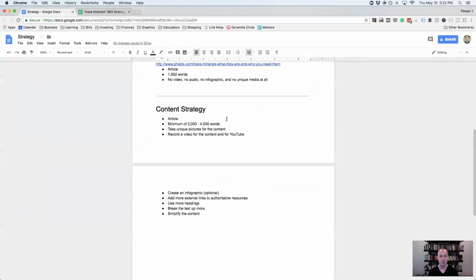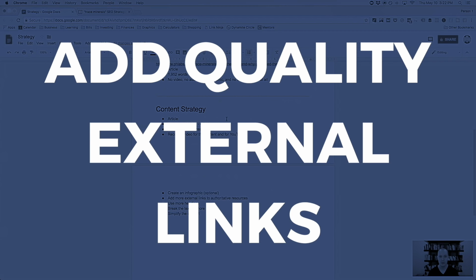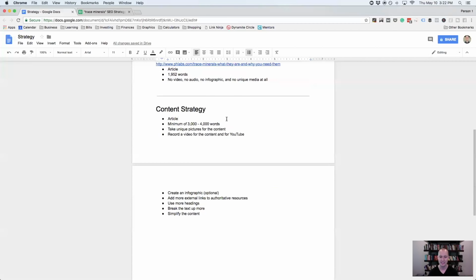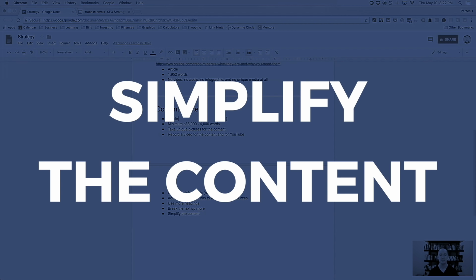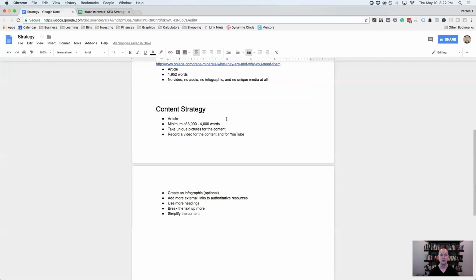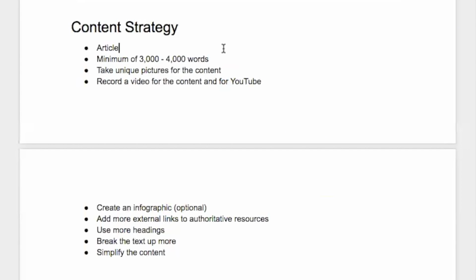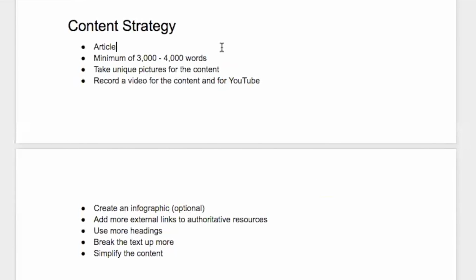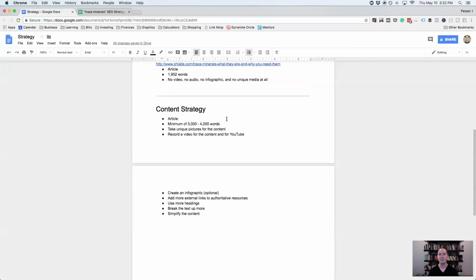And then some other micro stuff, you should be adding more external links to authoritative resources. So that's going to be .gov websites or any authoritative resource in the health industry. Use more headings, break the text up more, and most importantly, simplify the content, because this seems like a pretty dry topic. So you need to figure out a way to make it not as dry and make it way more interesting and entertaining. Most importantly, dumb it down a little bit. You're not writing to people with PhDs. You're writing to the average person who's just wondering how trace minerals are going to help them.